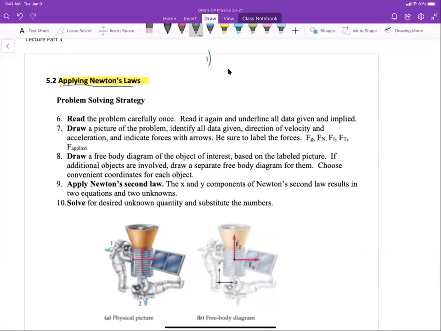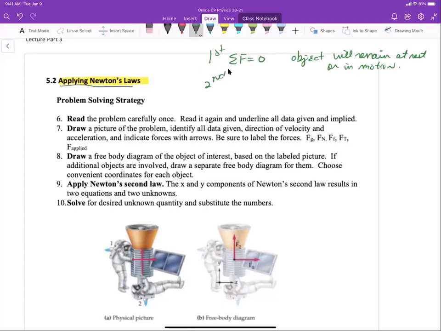So, first law, what does it say? That if the sum of the forces is equal to 0, then the object will remain, let's see if I can talk and write at the same time, the object will remain at rest or in motion, right? It won't have any acceleration, basically. Okay, that's the first law.